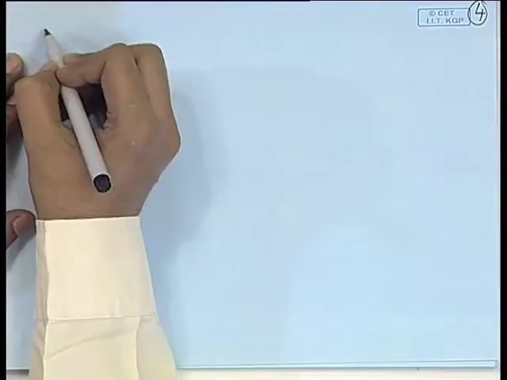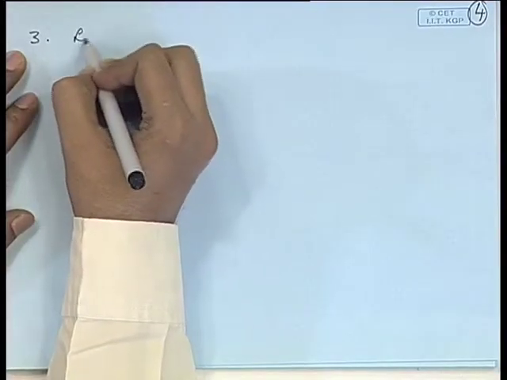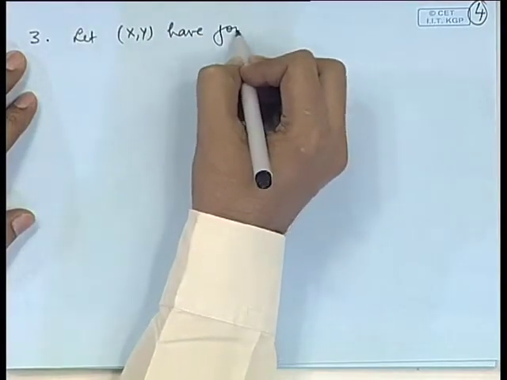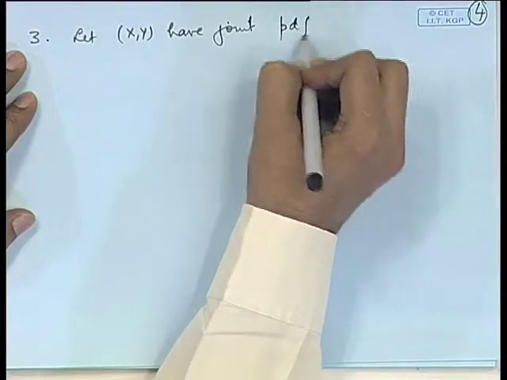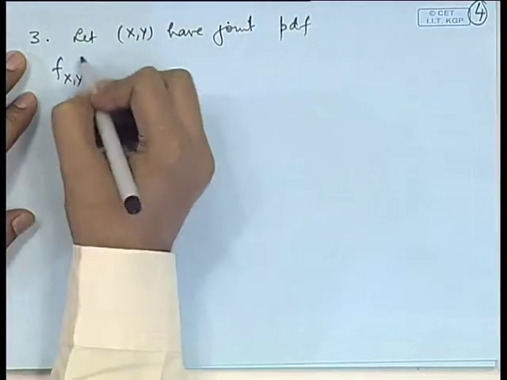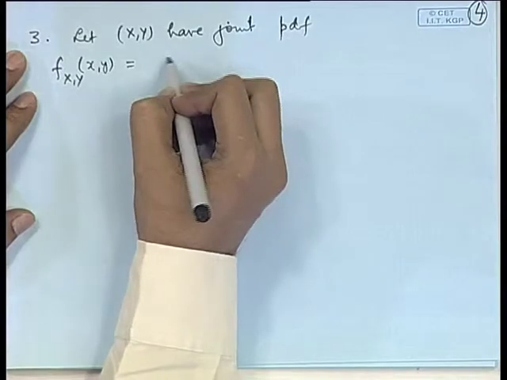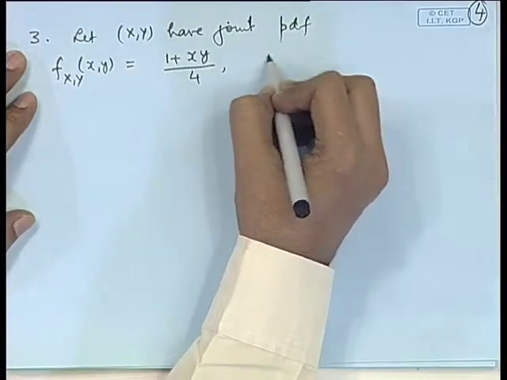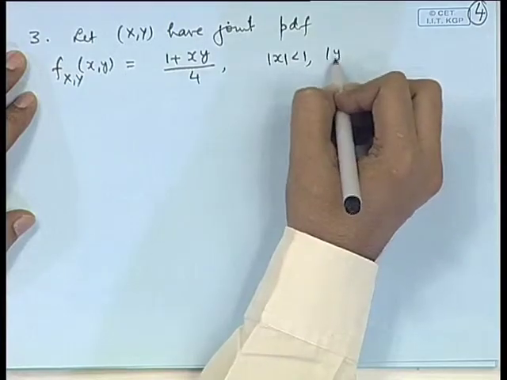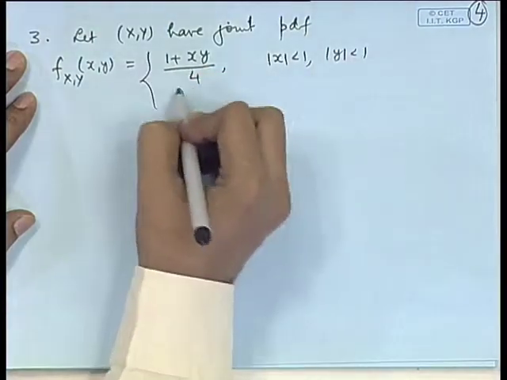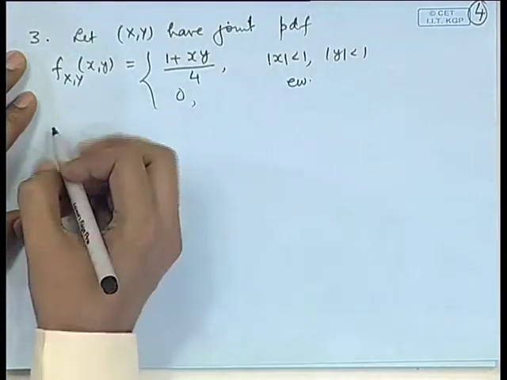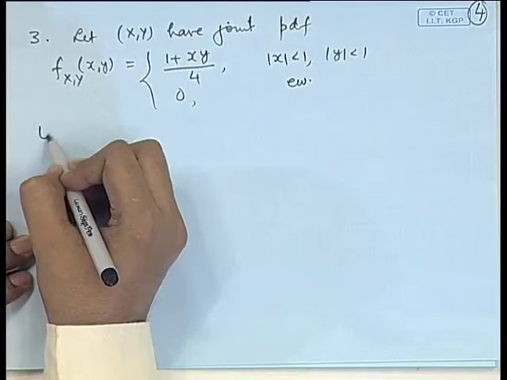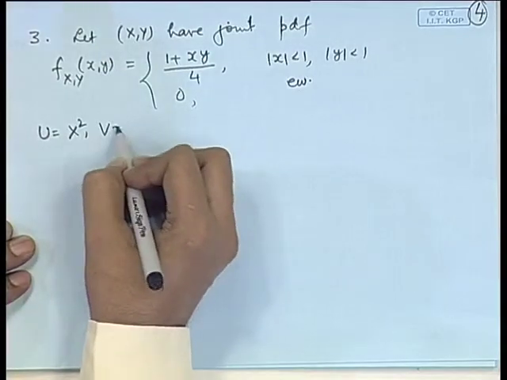Let us consider, say, let x and y have joint probability density function, say f x y, given by 1 plus xy by 4, where modulus x is less than 1 and modulus y is less than 1, 0 elsewhere. So, we want, say, the distribution of u is equal to x square and v is equal to y square.